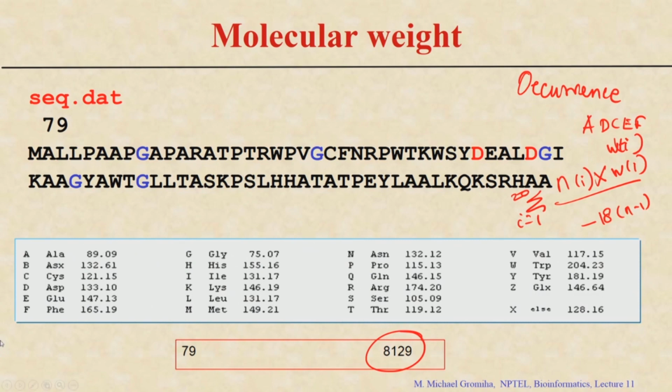So, how to calculate the molecular weight? We need the occurrence. We get the occurrence, and we know the molecular weight values for each amino acid residue. So, we calculate n of I multiplied by W of I, and you have to subtract the molecular weight of the water, which is 18 into n minus 1. If you assign the values for all the residues and calculate, finally you get the number 8129.